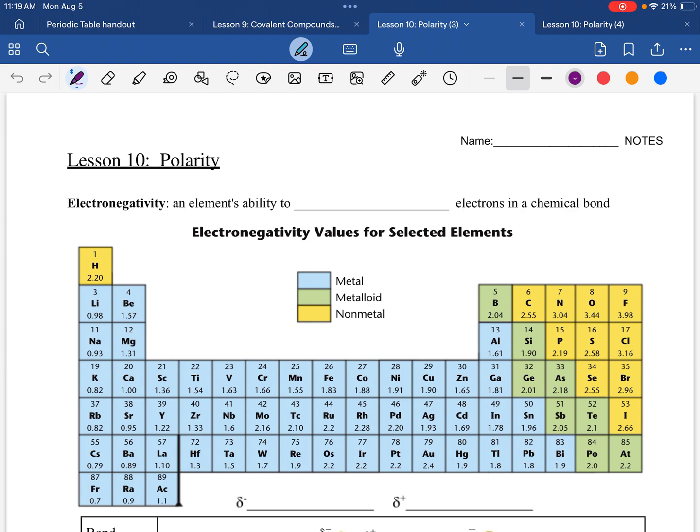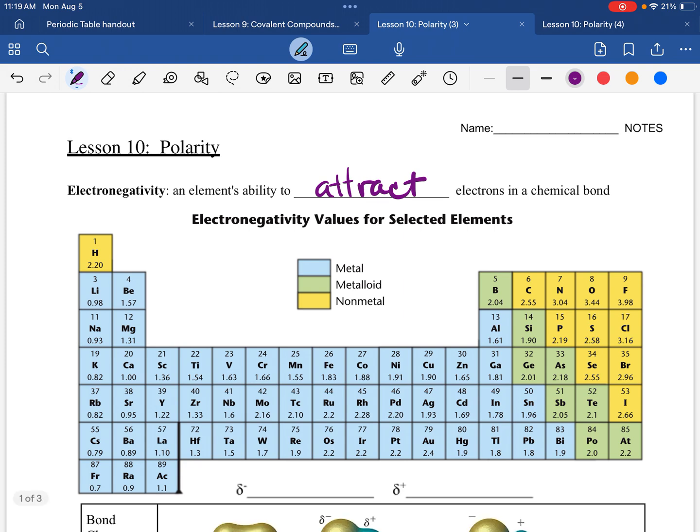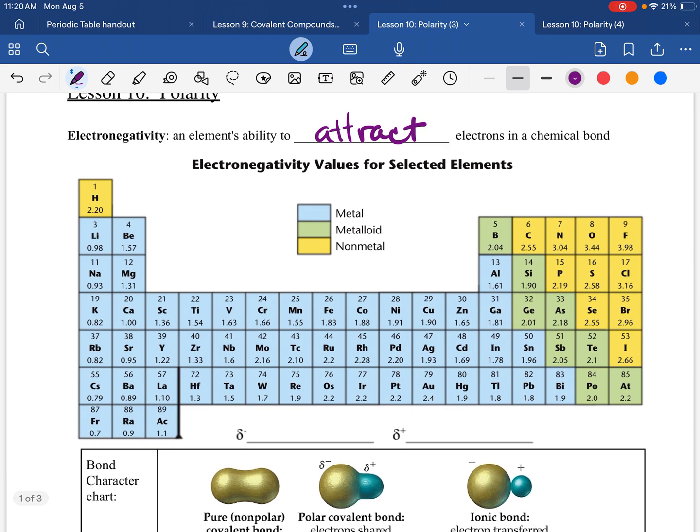Lesson 10, Polarity. So we're going to learn a new vocab term called electronegativity. Electronegativity is an element's ability to attract electrons in a chemical bond. So that means when two elements are bonded together, how much does that one element attract those shared electrons or transferred electrons? So we'll look at some examples.